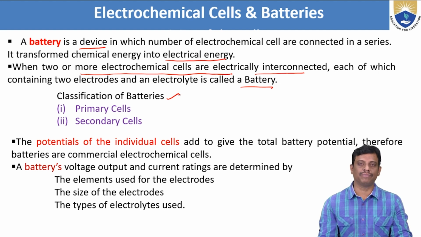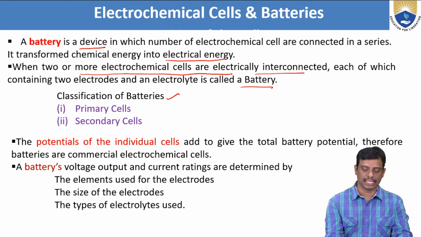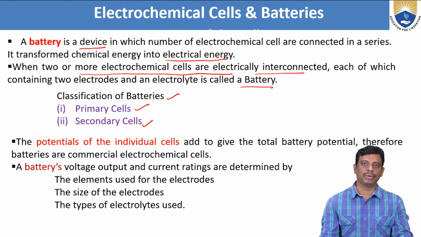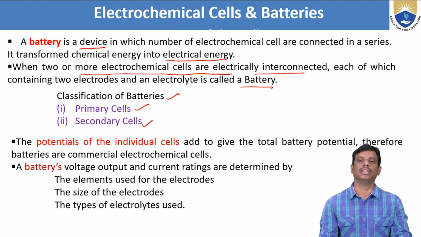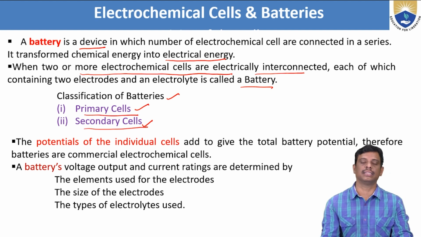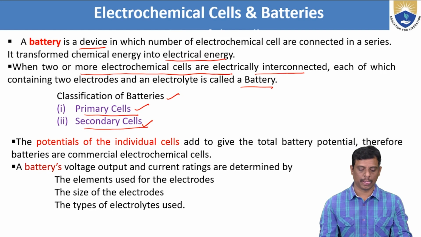Classification of batteries. Batteries are classified into two types: primary battery and secondary battery. Because this is the electrochemical cell, the electrochemical cells are interconnected, then the device, a modified electrochemical cell series, acts as a battery. That's why we call them primary cells and secondary cells. The batteries are classified into two types: primary batteries and secondary batteries.